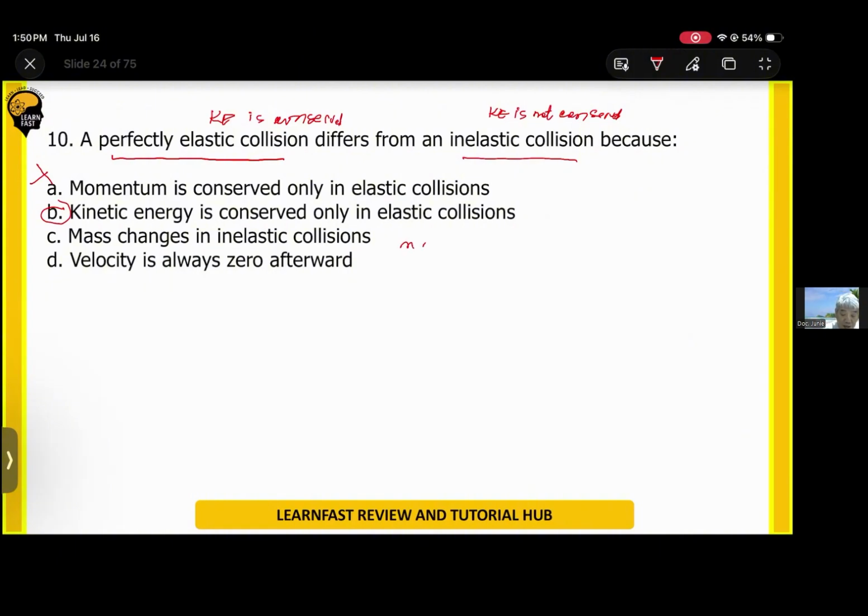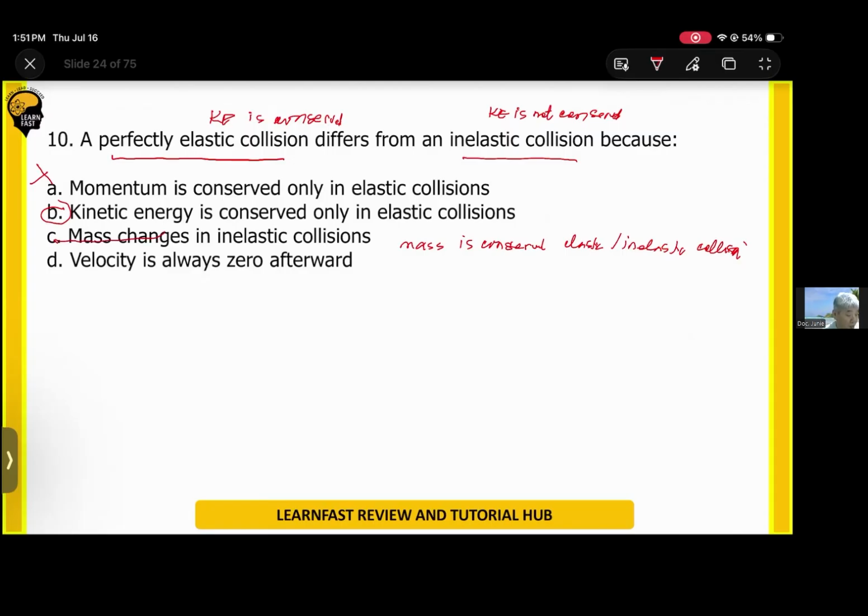Mass is conserved in elastic or inelastic collision. In the real sense, kapag yung dalawang kotse nagbungguan, nagbabago ba yung mass nila? Of course not, diba? Hindi nagbabago yung mass ng dalawang bagay na nag-collide, whether elastic or inelastic. It is conserved. Conserved means the mass will never change. So C is invalid.